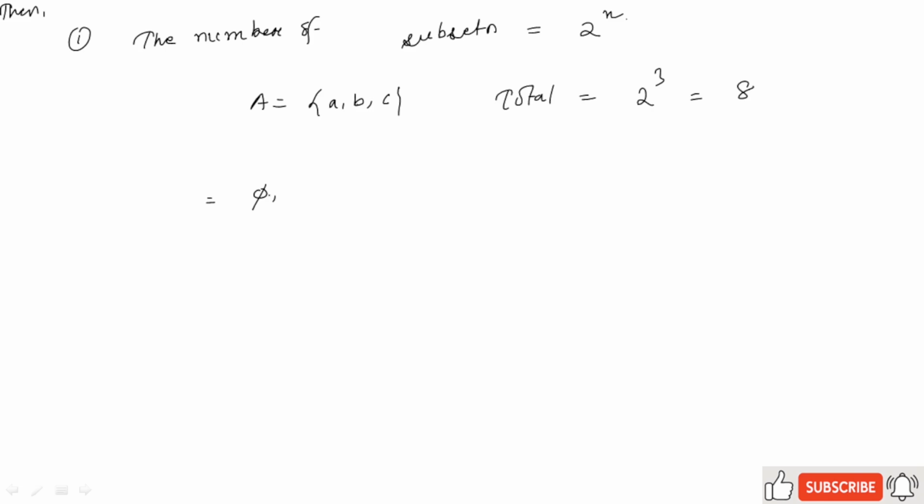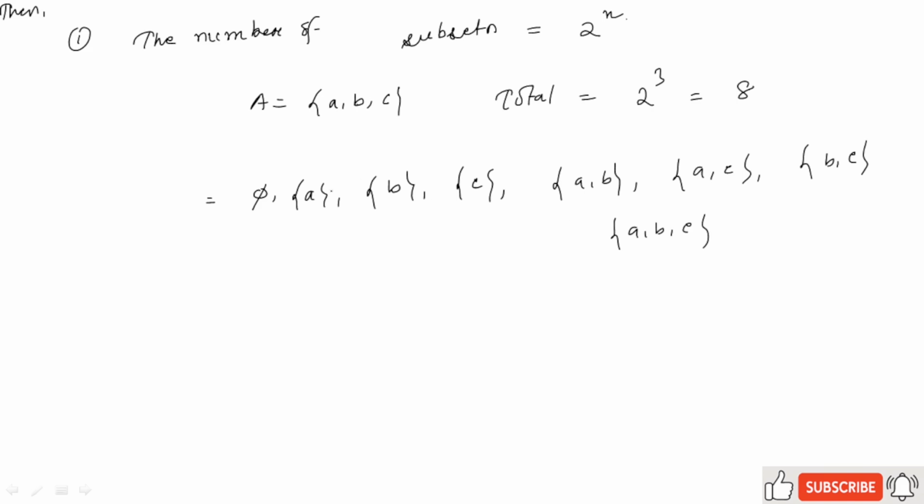Remember, phi is always a subset of another set. Okay. Then this is a subset of A, this is also a subset of A, this is also a subset of A, this is a subset of A, this is a subset of A, this is a subset of A as well, this is also a subset of A. Now count this value 1, 2, 3, 4, 5, 6, 7, 8. So, except this, we do not get another subset of this set. So, it is easy to find out the number of subsets.